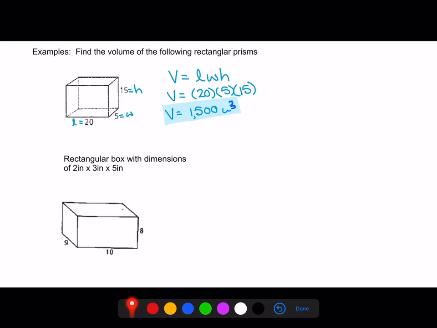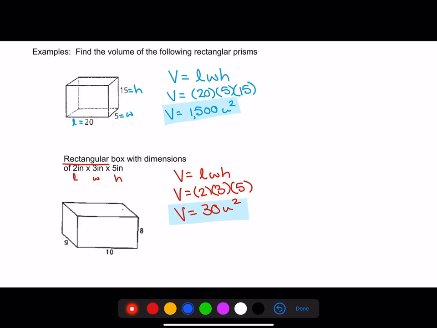Next, a rectangular box with dimensions of 2 inches by 3 inches by 5 inches. Well, again, I'll just give these each a variable, length times width times height, and then when we multiply that out, we end up getting volume is equal to 2 times 3 times 5. 2 times 3 is 6. 6 times 5 is 30. And again, this should be units cubed. That should be a cube right here instead.